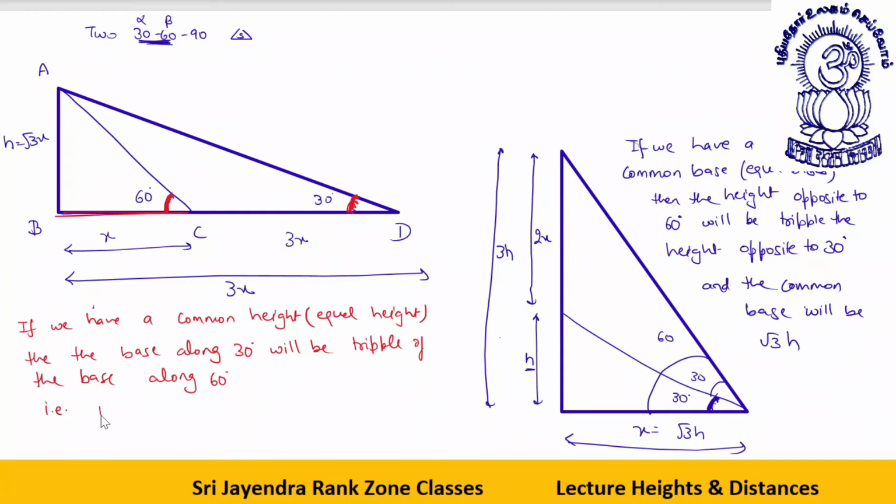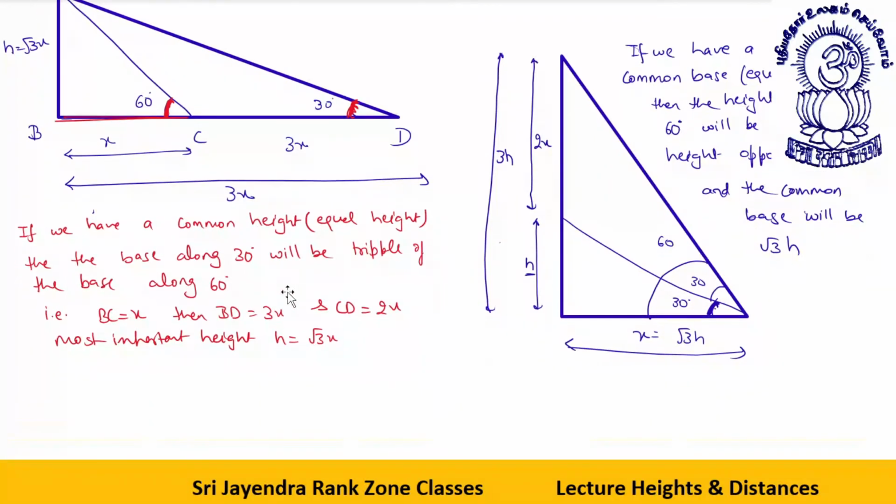That is BC is equal to x, then BD is equal to 3x, and CD is equal to 2x. Most important, height h will be root 3x. Clear to everyone here? x was root 3h. This is 3, this is h, root 3h. Okay, this is actually a geometric mean, like under root h into 3h, you get root 3h. Clear? Now I will tell you a few extensions of both of these.